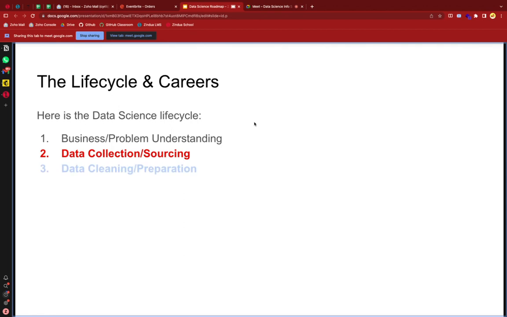And then the next layer will now be cleaning and preparation. How do we make this data ready for our models? I feel like someone has a question. If you have a question, feel free to ask me. If you have a question, put it in the chat as well.